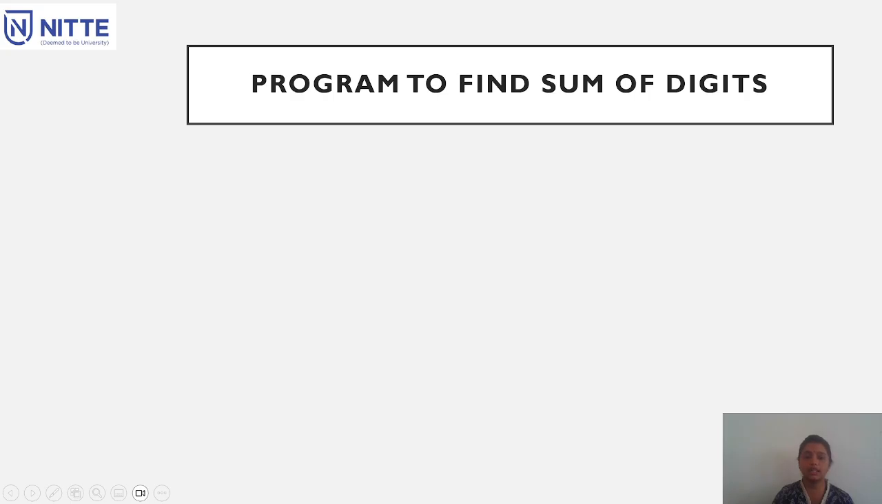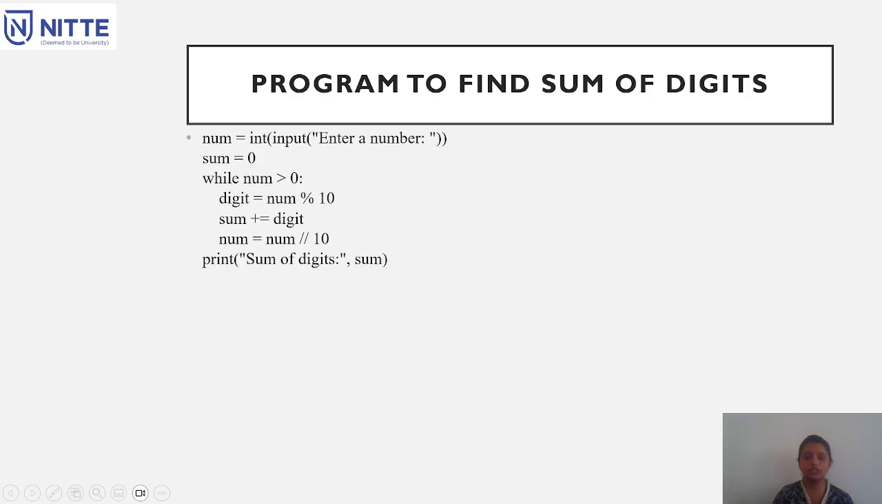Let's try to understand the next program, which is a program to find the sum of digits. Very easy program. As you can see, we take the number from the user. If I give the number 1, 2, 3, 4, it is going to add 1 plus 2 plus 3 plus 4 and give you the final result. For this, I will take a sum which is initialized to 0.